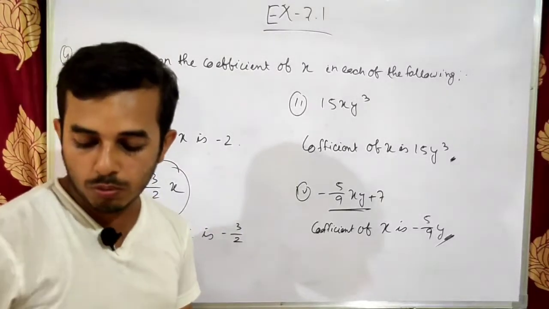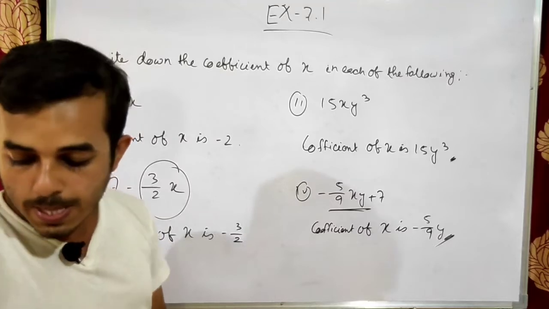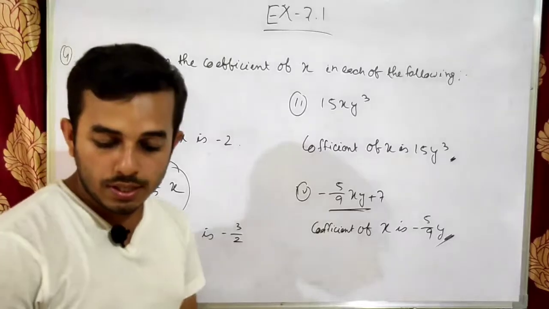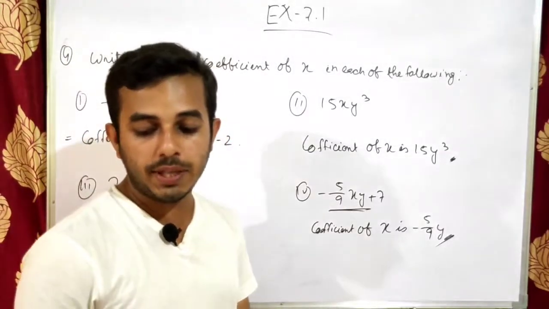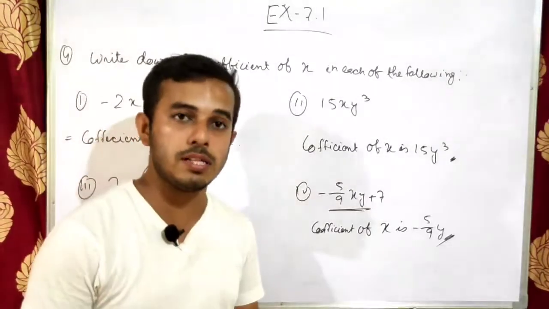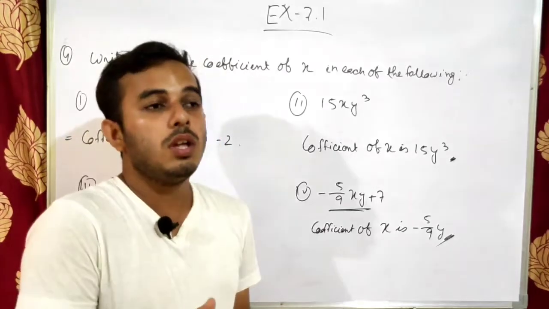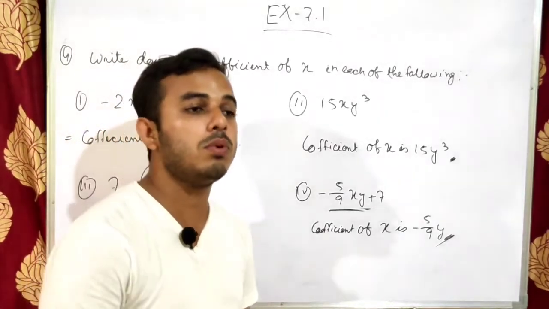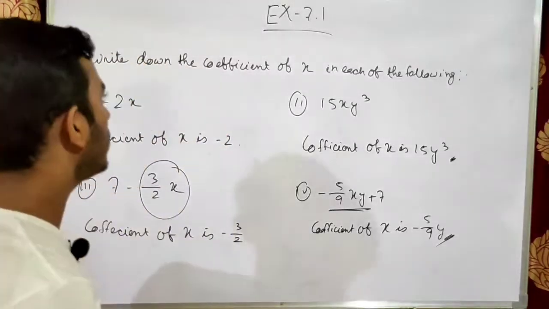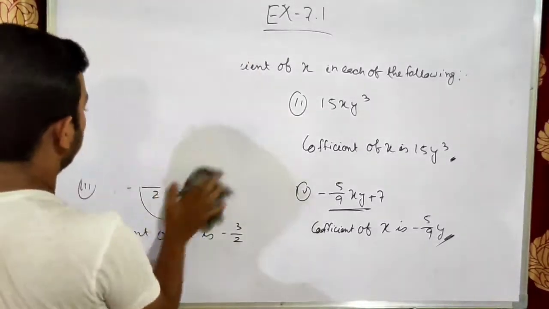So let's now move to our next question, question number 5. Here, question 5 is: change the following algebraic expression to a statement. An algebraic expression is given, and we have to convert it into a statement. So first of all, let us write the question and then we'll try to solve.